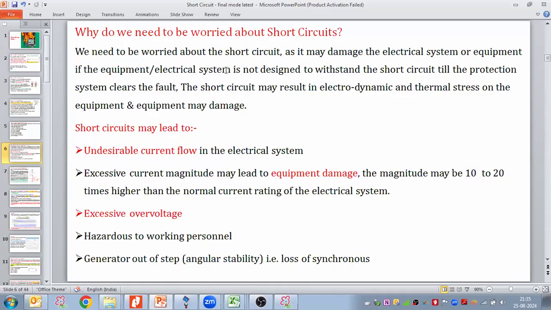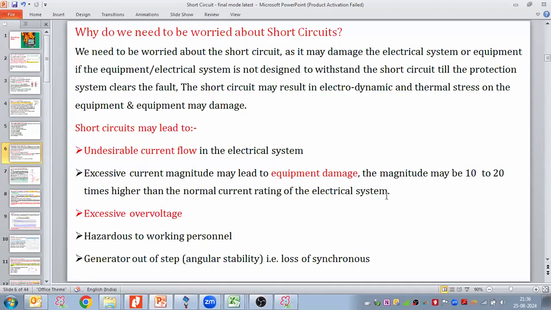It is going to withstand only for 1 second or say 3 seconds max, till the protection system clears the fault. The short circuit may result in electrodynamic and thermal stress on the equipment, and equipment may be damaged due to that stress. So we can say short circuit leads to undesirable current flow in the electrical system. Short circuit leads to excessive current magnitude. This may lead to equipment damage, and the short circuit magnitude may be 10 to 20 times higher than the normal current rating of the electrical system.